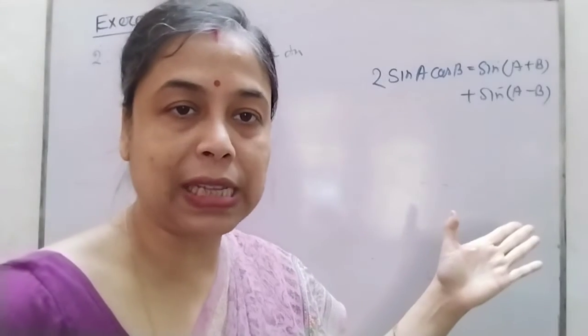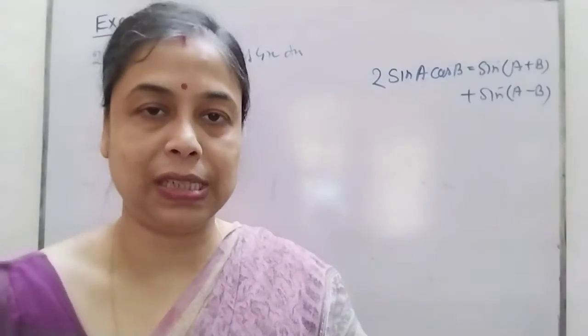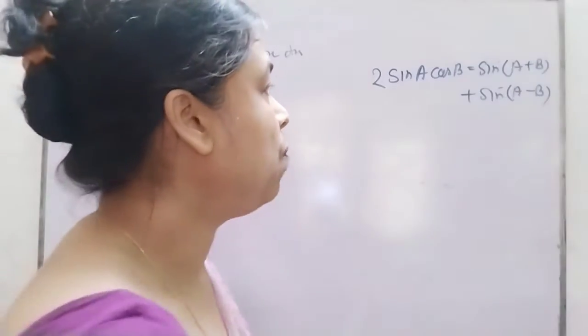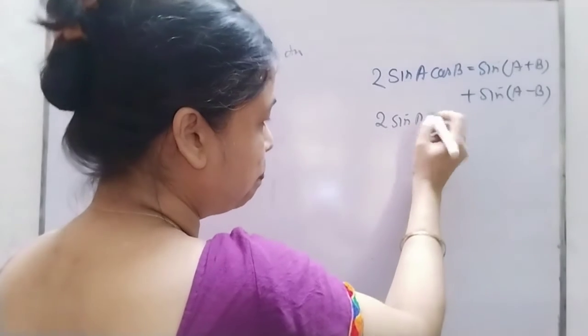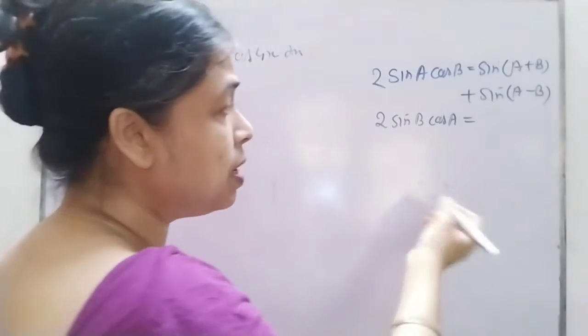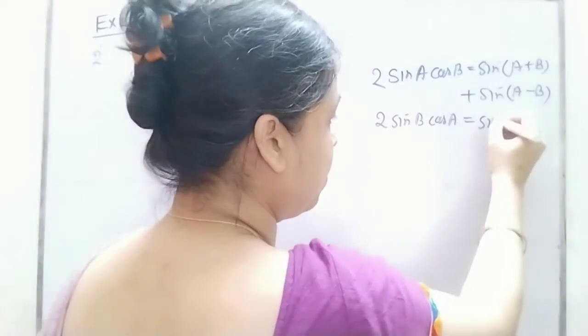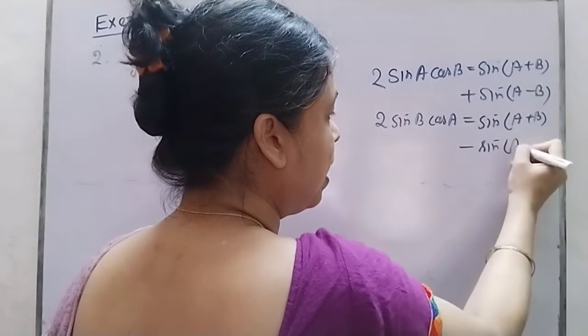You have 4 formulas like this. Depending on the question you have to use these things. So when there is sine A cos A, or sometimes you may have sine B cos A, this way also it may be present. Then what you have to do? Sine B cos A, second term you have to keep as it is. So sine of A plus B minus sine of A minus B.